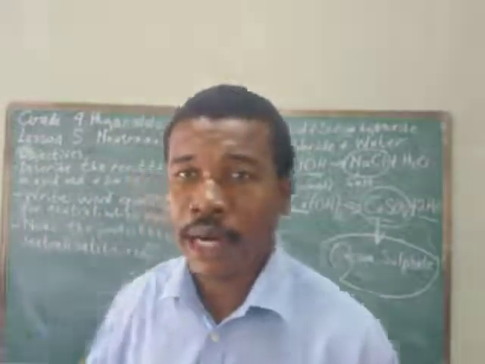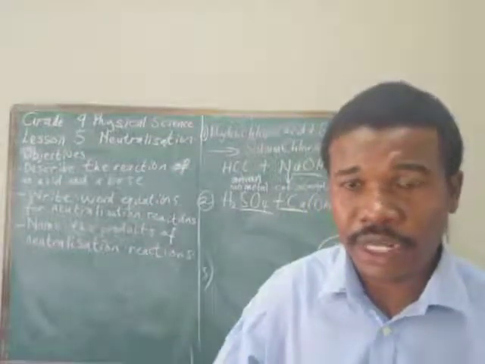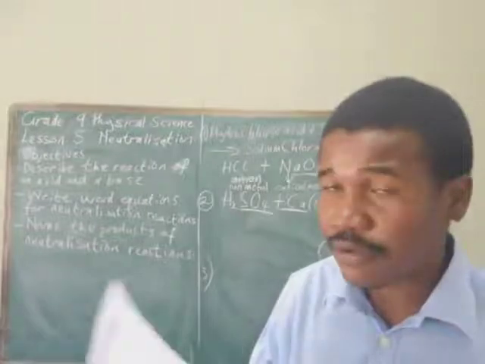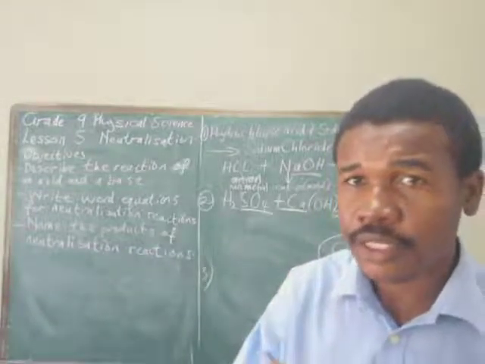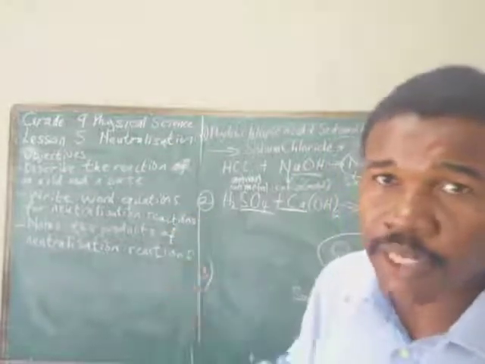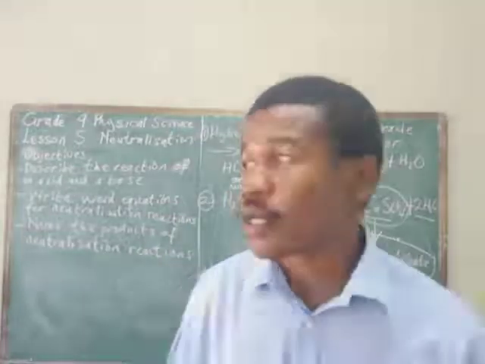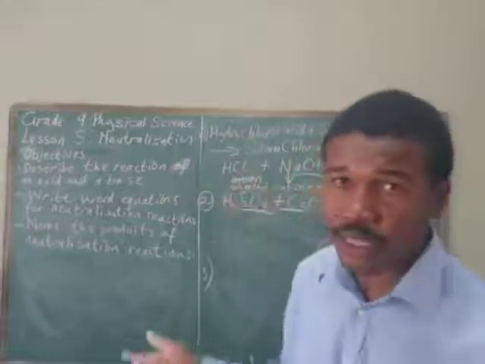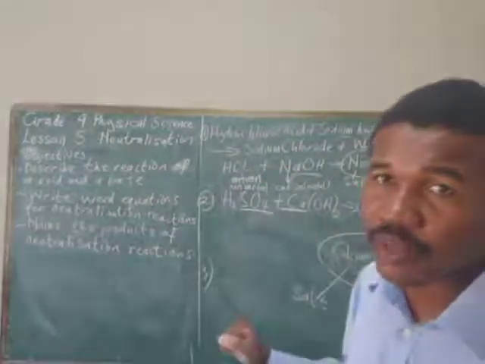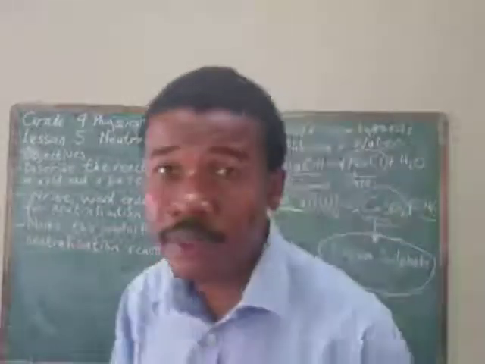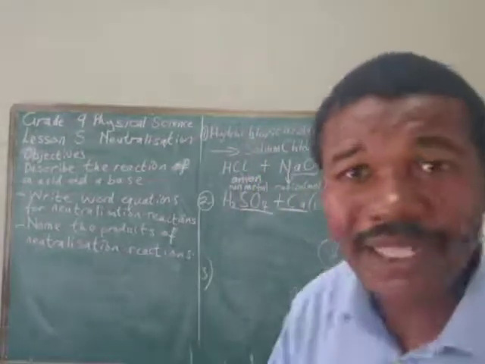Okay, so remember in the next lesson, lesson number 6, we'll still be looking at neutralization reactions. That's why this document is written lesson 5 and 6. Here we've only covered a small part of it, so in the next lesson we'll continue with neutralization reactions. By now, I'm sure we're able to describe the reaction of an acid and a base, write word equations for neutralization, and name the products of neutralization reactions, which are the salt and the water.